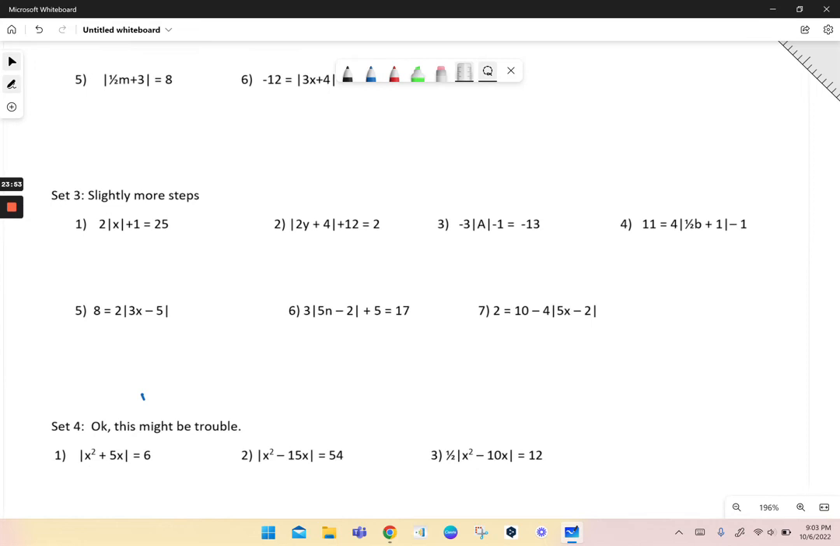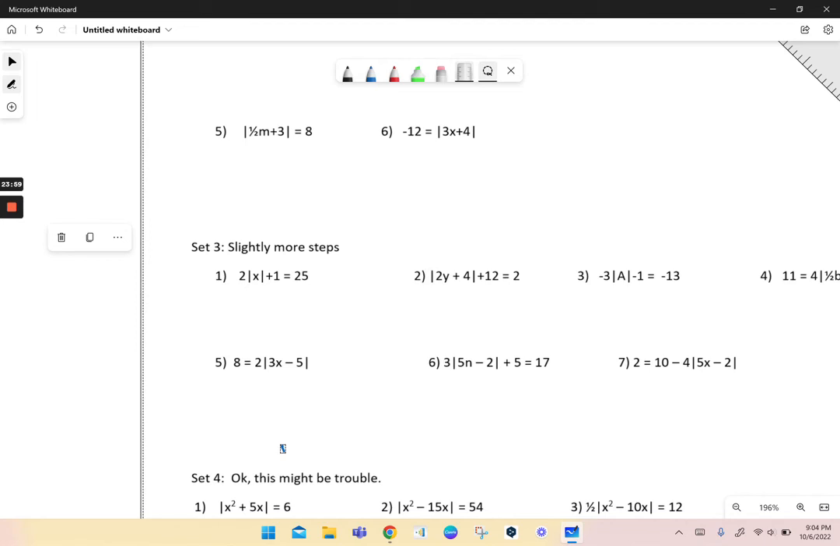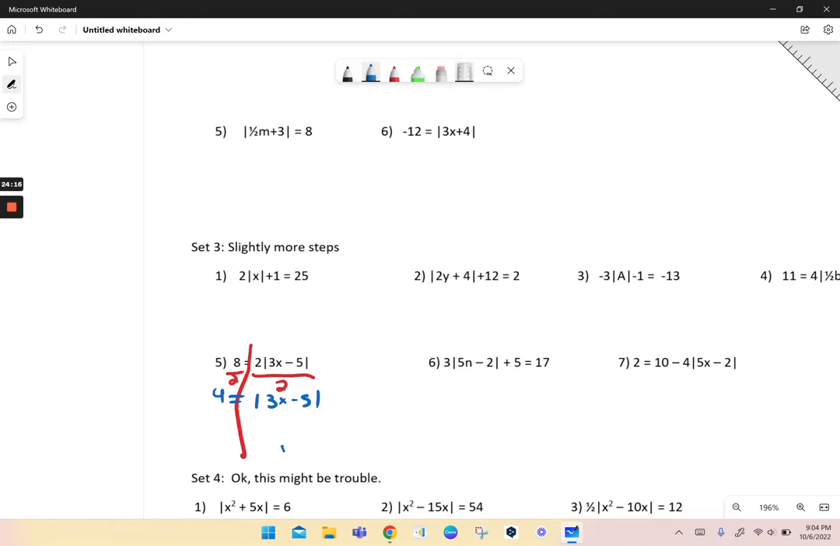Okay, let's see how you guys do on this one. We're almost done. We're at the hardest ones that aren't bonus problems on our test. So we need to start by getting the absolute value by itself. So we're going to divide by 2. 4 equals absolute value of 3x minus 5. We've gotten the absolute value by itself, and now we can see what the inside needs to equal.